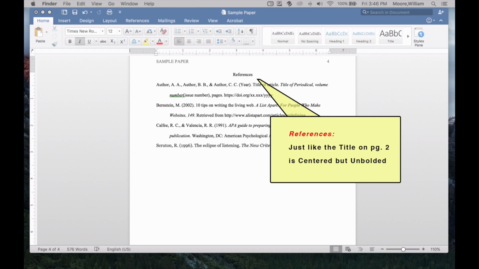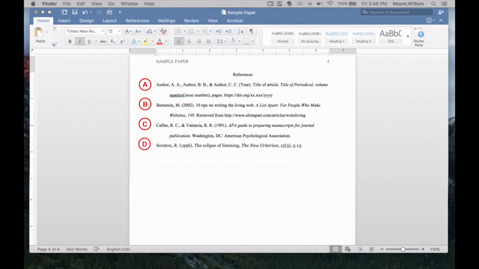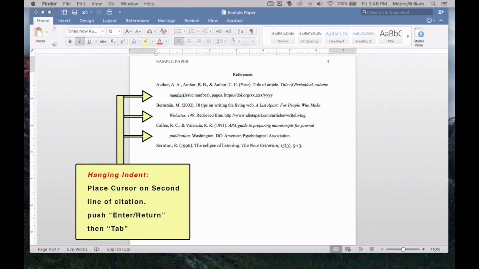The reference page is technically not part of the body of the paper, which is why we do not bold the text references at the top of the page. Every citation that appears in your text should have a corresponding entry in your reference page. Each entry is alphabetized by author last name. Make sure that all entries are indented using a hanging indent. This makes it easier to read each entry.